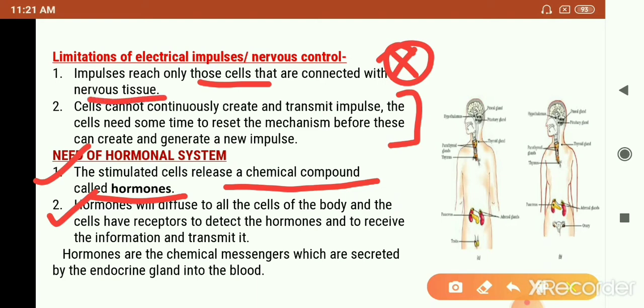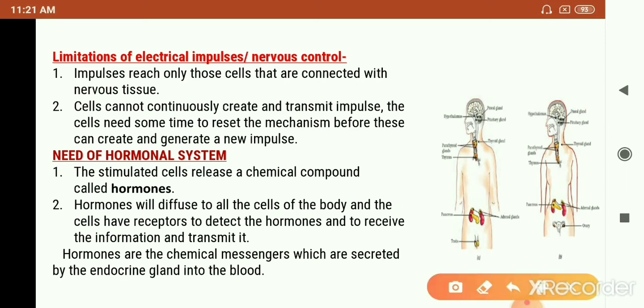But this does not happen in the hormonal system because the hormones will diffuse to all the cells of the body since they are being carried by blood, and those cells which have receptors to detect the hormones will get the information, and then they act accordingly, right?